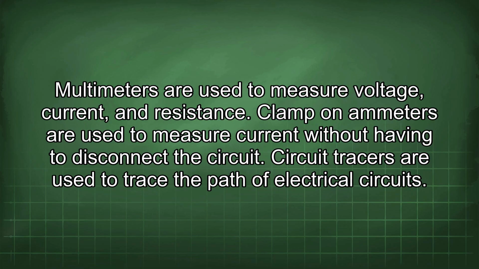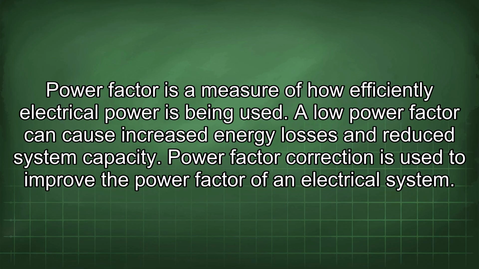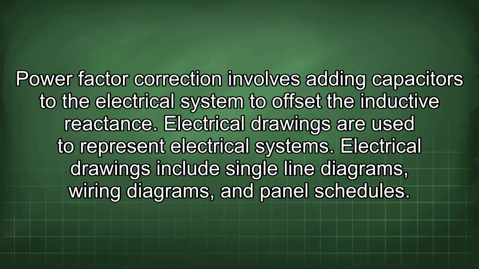Multimeters are used to measure voltage, current, and resistance. Clamp-on ammeters are used to measure current without having to disconnect the circuit. Circuit tracers are used to trace the path of electrical circuits. Power factor is a measure of how efficiently electrical power is being used. A low power factor can cause increased energy losses and reduce system capacity. Power factor correction is used to improve the power factor of an electrical system. Power factor correction involves adding capacitors to the electrical system to offset the inductive reactance.